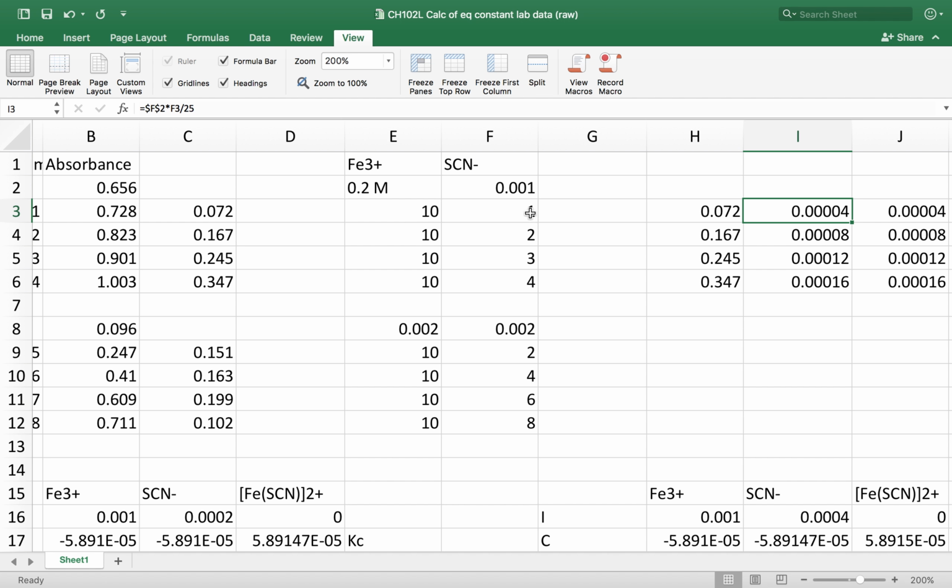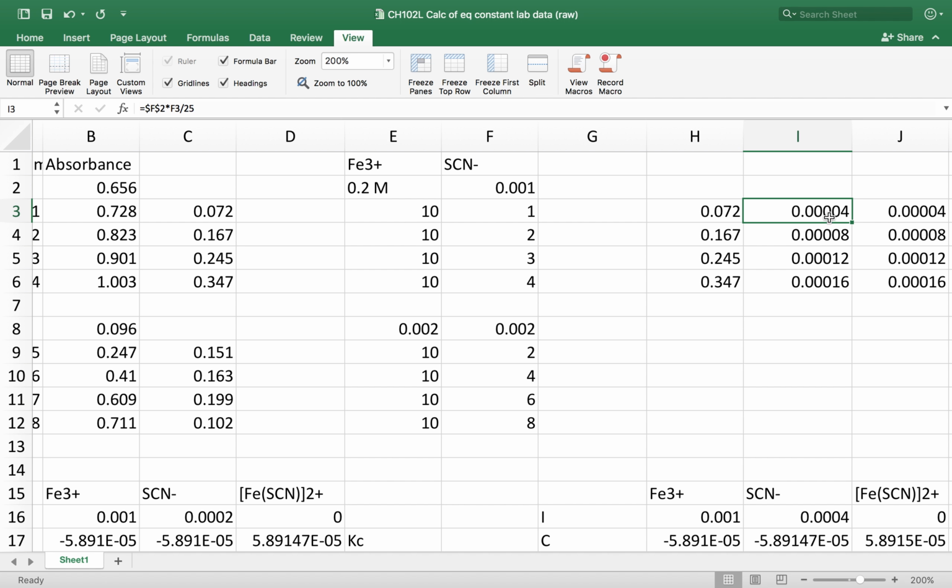So if we start with 1 milliliter and we dilute it to 25 milliliters, and this was our initial concentration of thiocyanate, and we assume all of this gets converted into the iron thiocyanate complex ion, then you use M1V1 equals M2V2, and that gives you this number here.